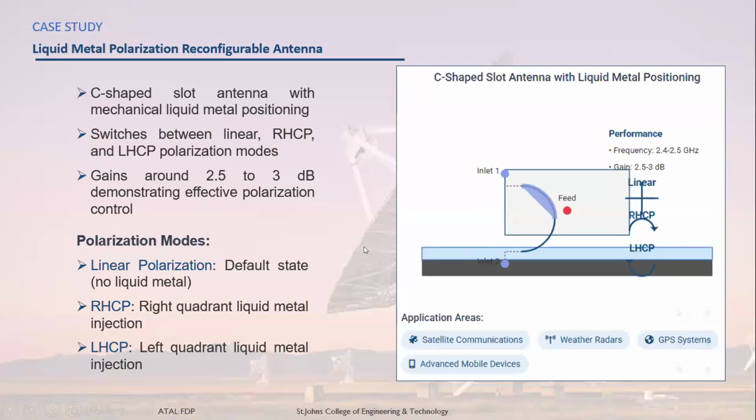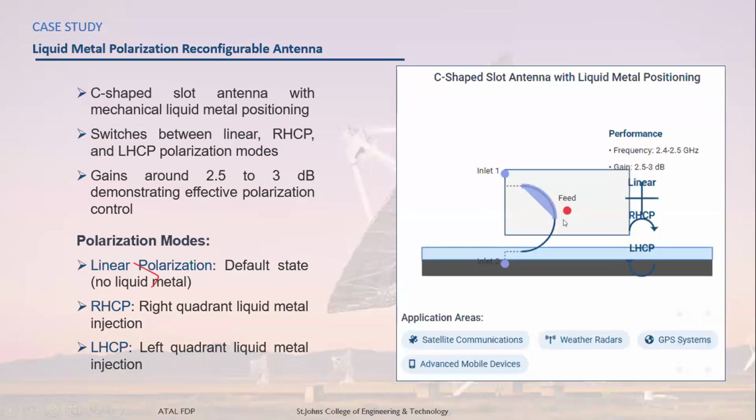How the polarization can be reconfigured using liquid metal. Yes, there is a C-shaped slot on the patch. This is inlet 1, this is inlet 2. I will be injecting the liquid metal into the slot, either from this side or this side, so that the polarization can be reconfigured. When there is no liquid, it operates in linear polarization.